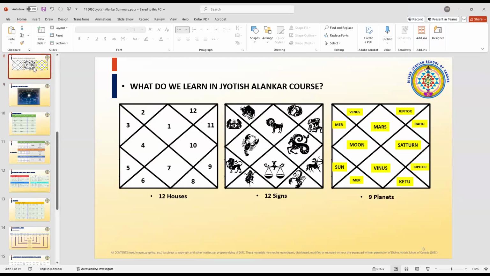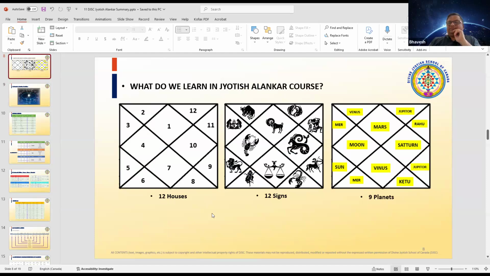Did you get the question? Very basic question. What is the Rashi or what is the sign, and how is it different from Bhava or houses?